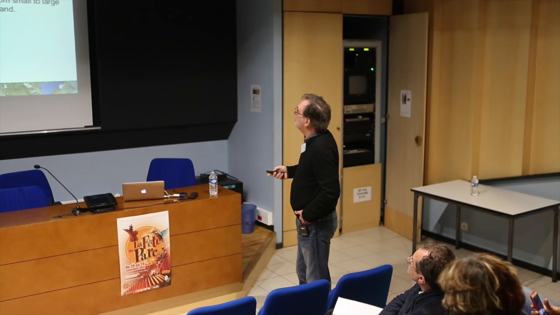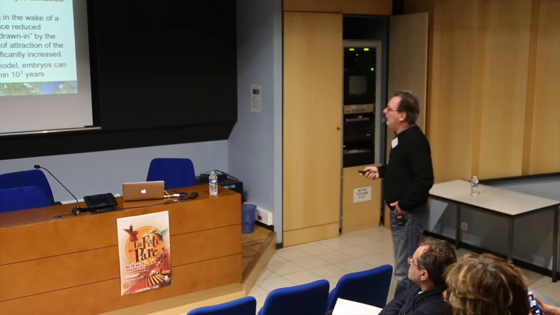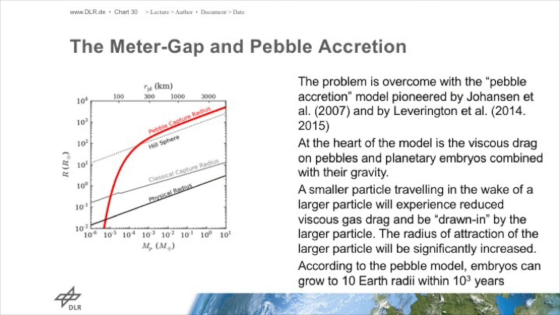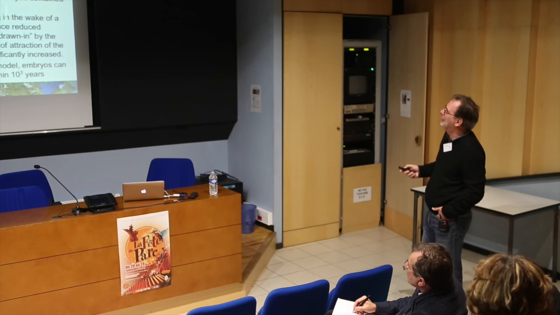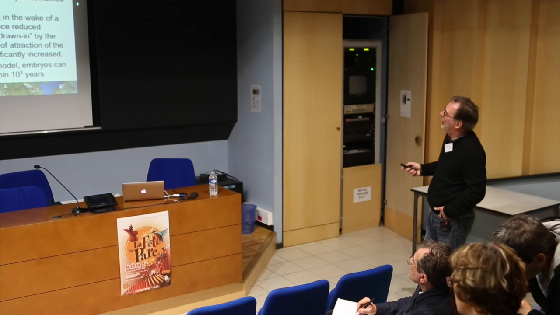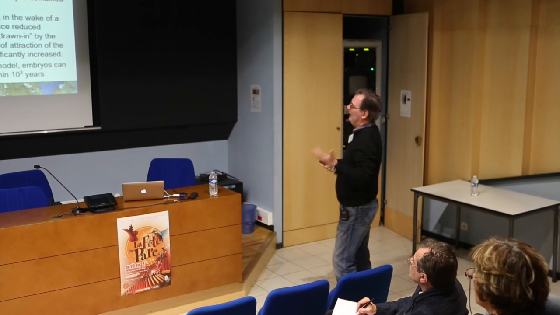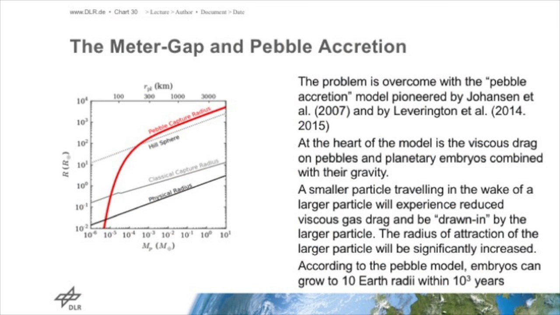And this is actually what's been... is that my next? Yeah, okay. This has only recently been explained; it goes back to work pioneered in 2007, but that's almost 8 or 9 years ago now. It's explained by what is called the pebble accretion model. If you think about it, the pebble accretion model is actually relatively simple, but if you look at the papers, the heart of it is not always easily visible. What's at the heart of it is the viscous drag on pebbles and planetary embryos combined with gravity.